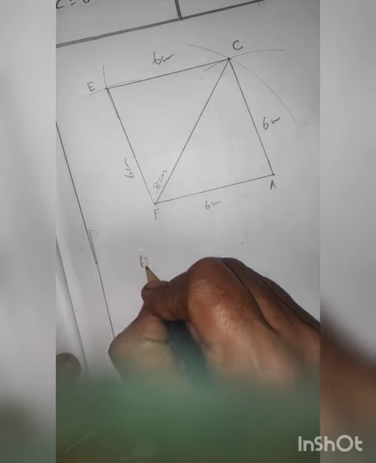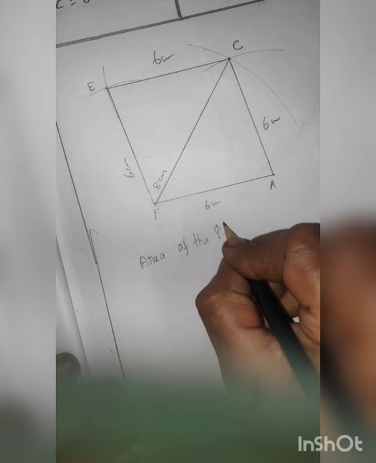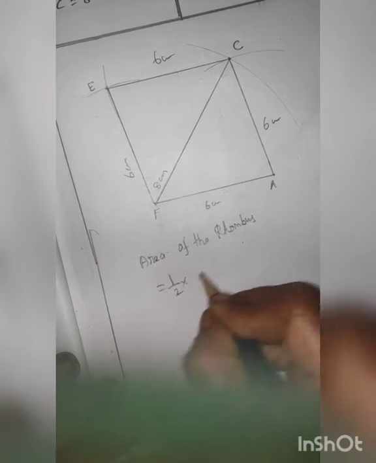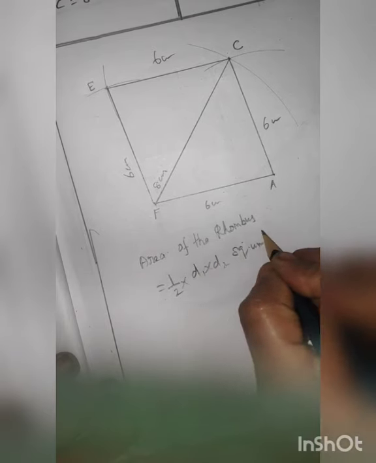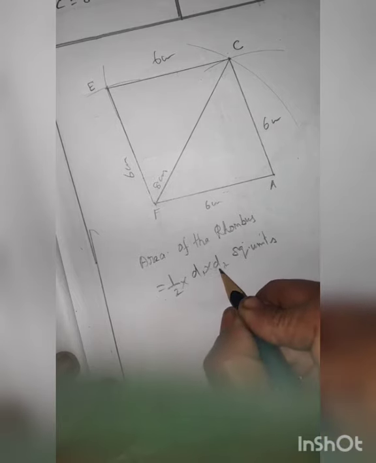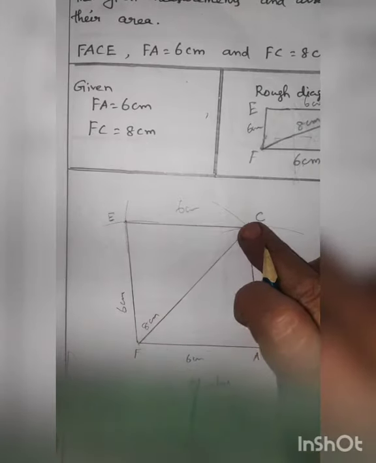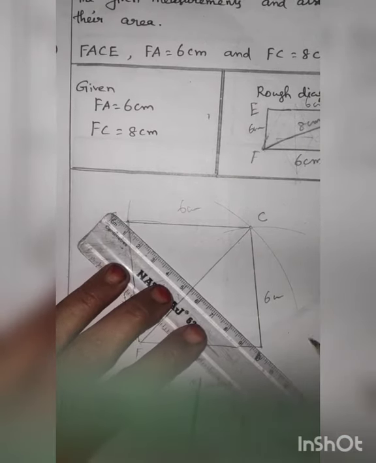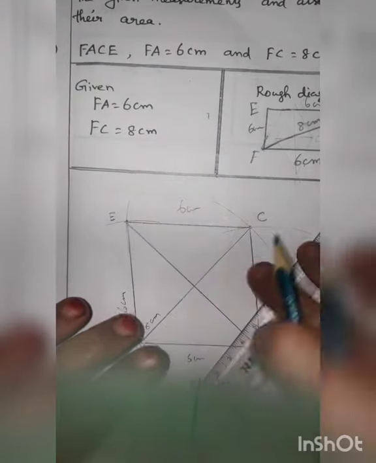Area of the rhombus equals 1 by 2 into D1 into D2 square units. What is the meaning of D1 and D2? D1 means first diagonal, D2 means second diagonal. FC is one diagonal and AE is the other diagonal. So what is the length of the two diagonals? Simply join these points and measure the length.